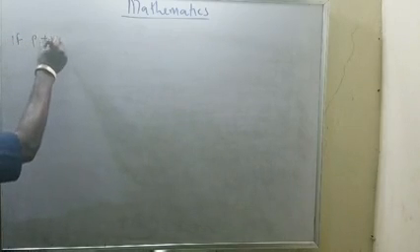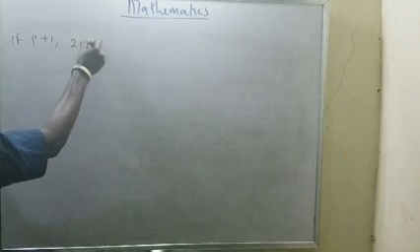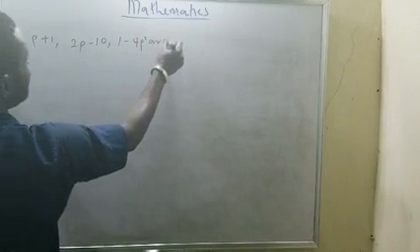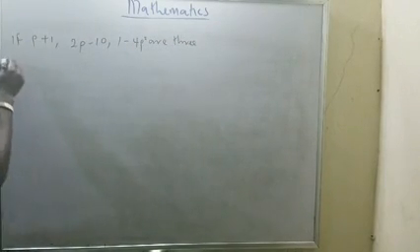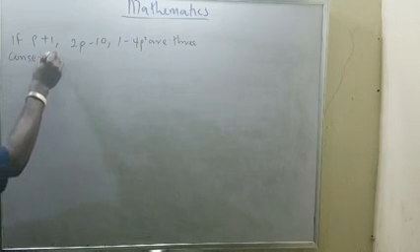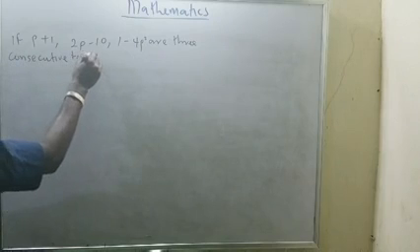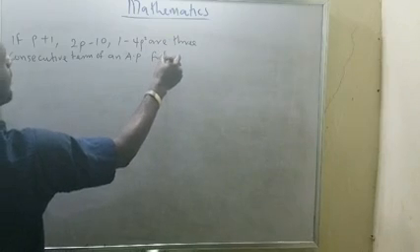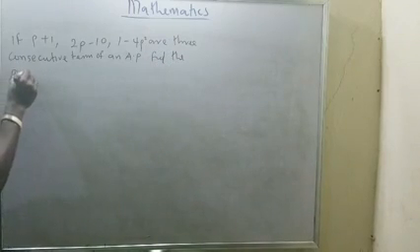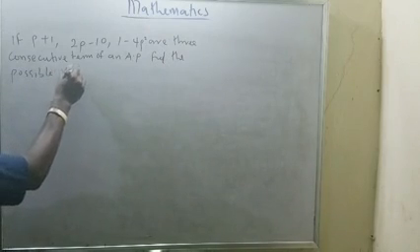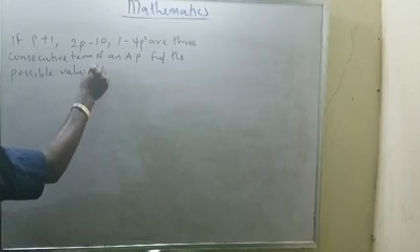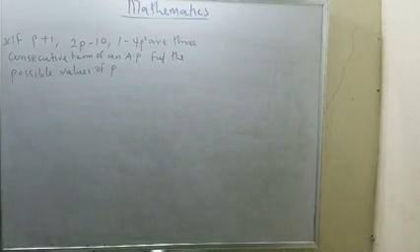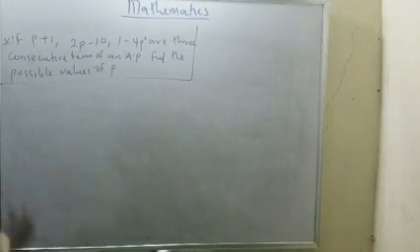If p plus 1, 2p minus 10, and 1 minus 4p squared are three consecutive terms of an AP, find the possible values of p. Just try this. Drop your comments after, and it will surely be attempted. Make sure you try it and drop your comments.